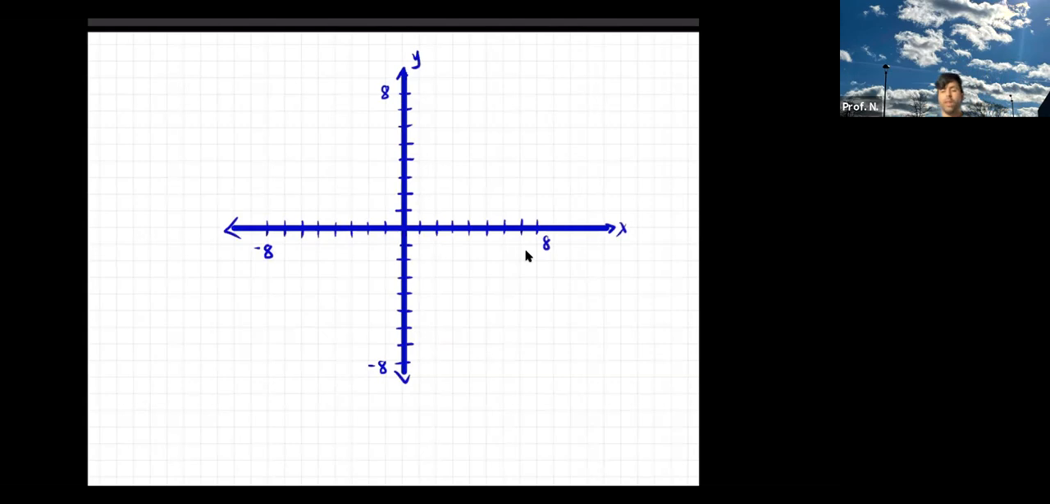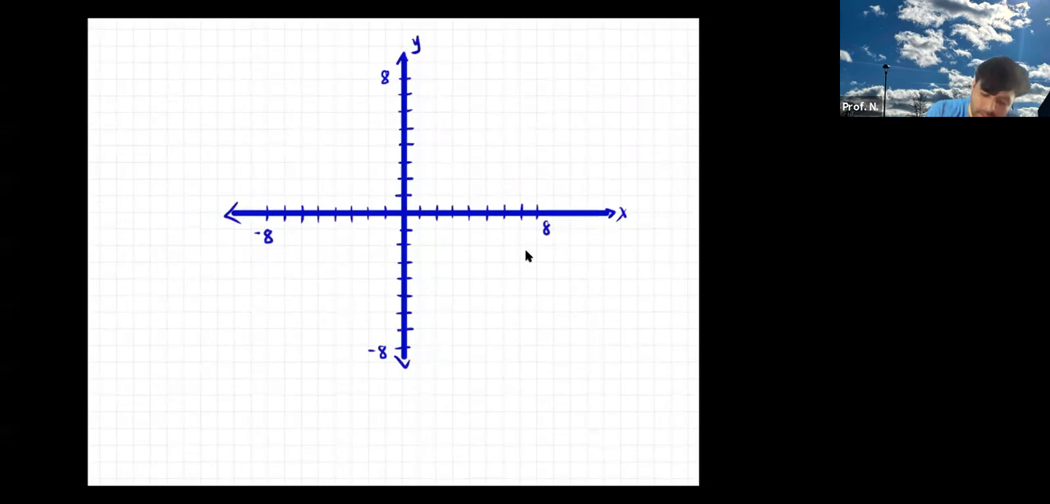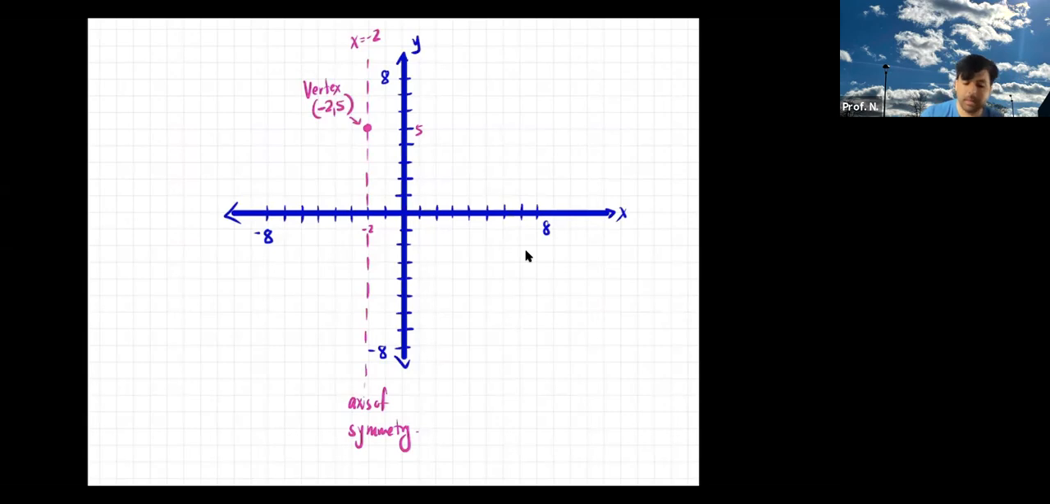Okay. And so far, what I have is x equals what? Negative 2. So I'm going to put this with the dashed line here, x equals negative 2. This is the axis of symmetry, right? And then at 5, 6, 7, 6, 5, I have my vertex. Negative 2 comma 5. That's my vertex.